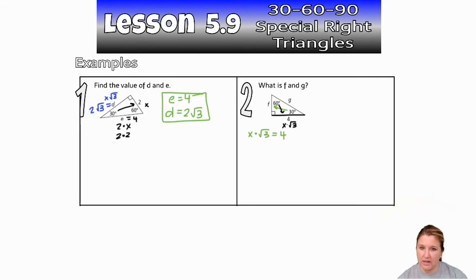Just like anytime we have something multiplied by our variable, we divide by the square root of 3. And just like always, we cannot leave a radical in the denominator. Never can you do that. So I'm going to multiply by the square root of 3 over the square root of 3 to get rid of that. So x is equal to 4 times the square root of 3 over 3. That is this side length, so that's F.